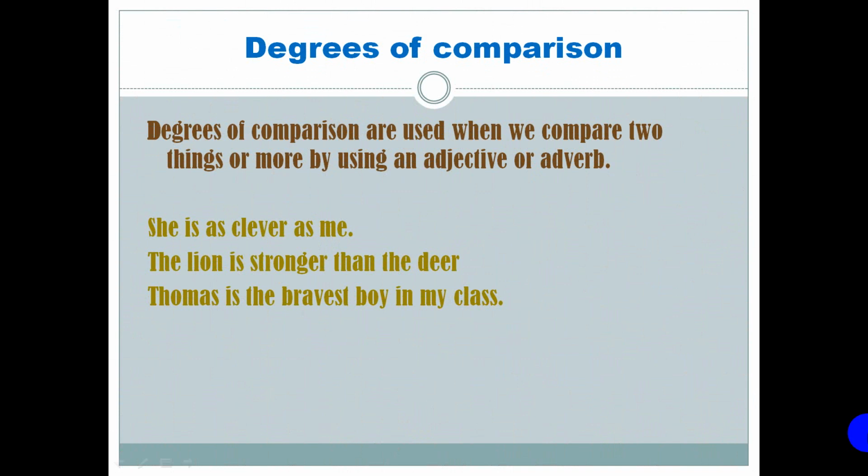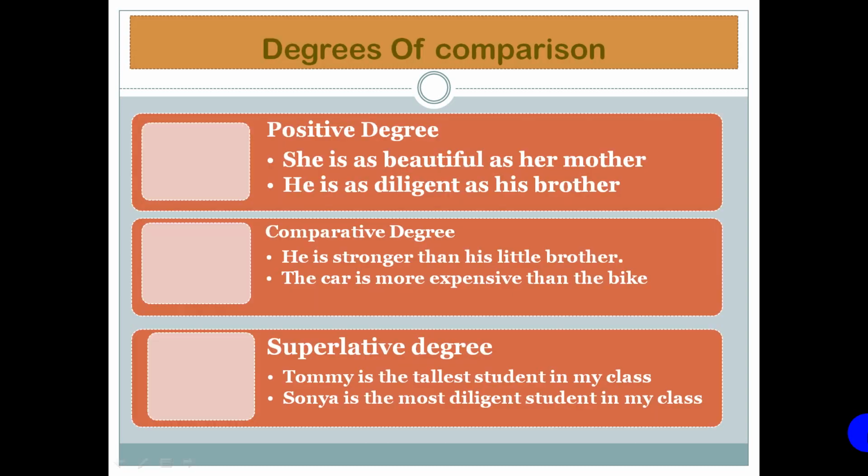Degrees of comparison. Degrees of comparison are used when we compare two things or more by using an adjective or adverb. For example, she is as clever as me. The lion is stronger than the deer. Tom is the bravest boy in the class. Degrees of comparison can be divided into three kinds.